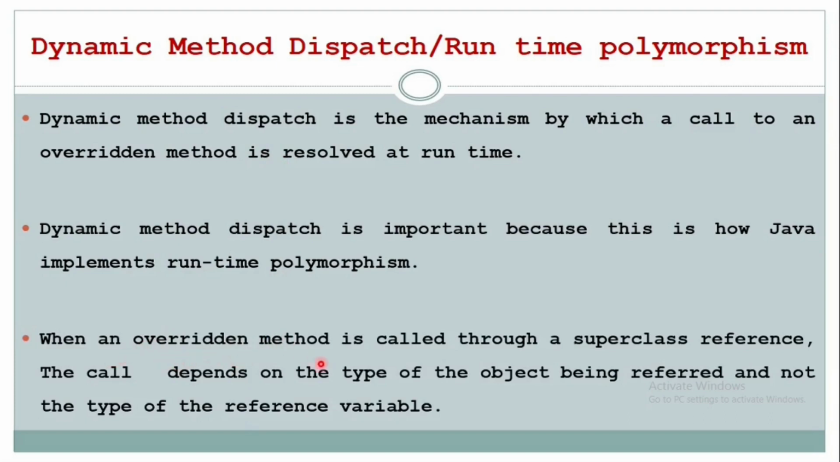When an overridden method is called through a superclass reference, the call depends on the type of the object being referred to and not the type of the reference variable. Which means, suppose I assign an object to a superclass reference, then using that superclass reference, if I call any overridden method, the call depends on the type of the object being referred to, not the type of the superclass reference variable. Confused? Now let us understand dynamic method dispatch with an example. The concept will be much clearer then.